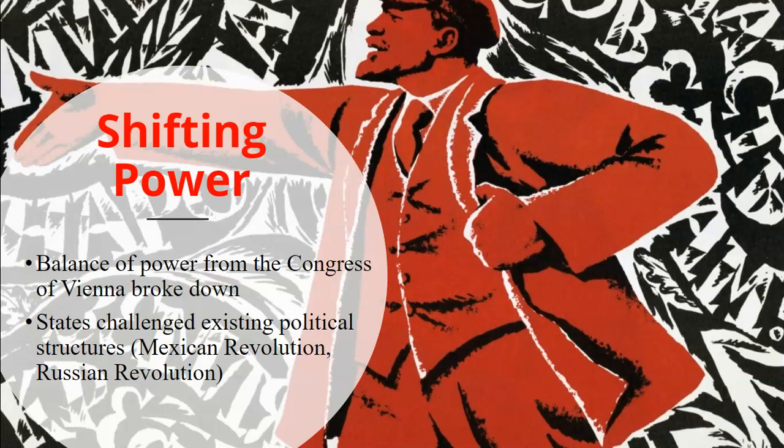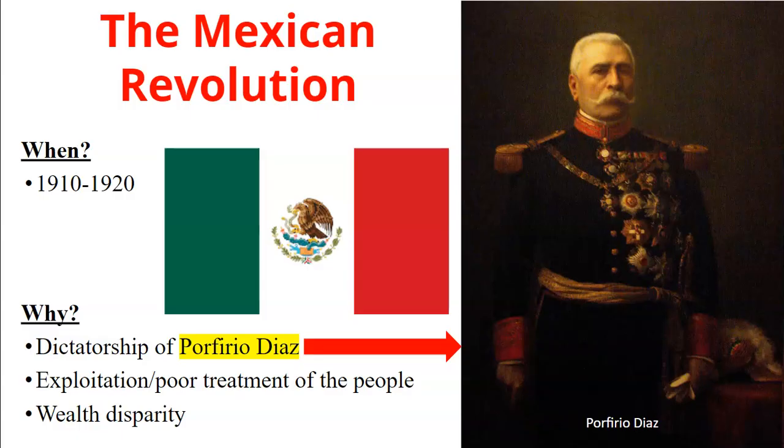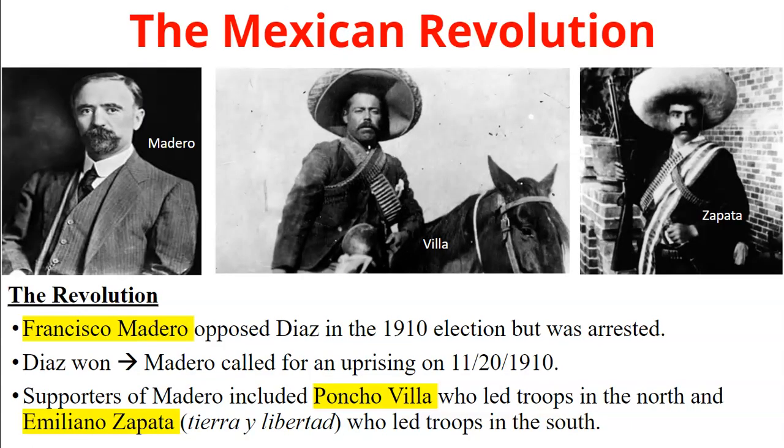So let's start with the Mexican Revolution. Started around 1910, ends around 1920. So we've got this dictator, Porfirio Diaz, and he has ruled for 31 years, and he starts to crumble. There's a lot of poor treatment of the people. Basically, there's really, really rich, and there's really, really poor, and there's no one in between, which is always going to cause a problem. So Francisco Madero is going to challenge him in 1910 in a presidential election.